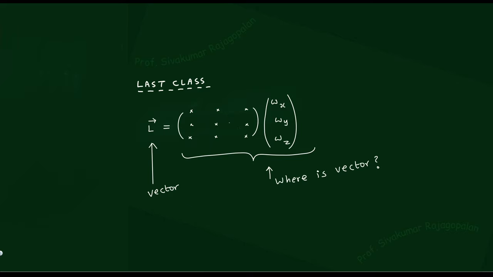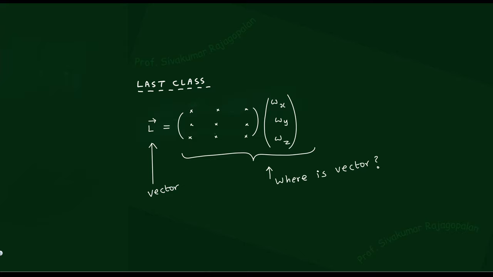Hello students, welcome back to the new lecture on classical mechanics. In continuation, we are going to see the equation for angular momentum that we got in the last class. On the left hand side, we have the angular momentum vector, and on the right hand side, you have a 3x3 matrix multiplied by omega, which is the angular velocity vector.